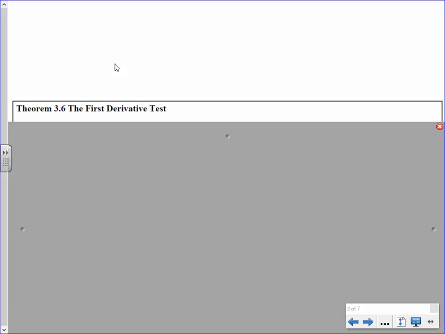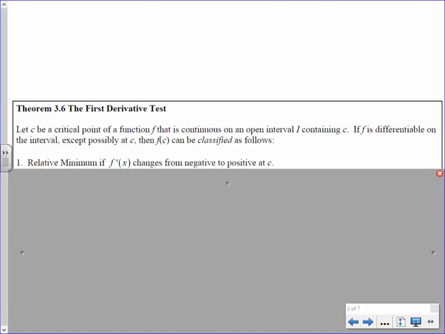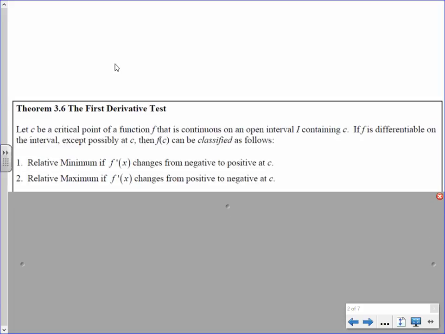Does it sound reasonable? If we go from decreasing to increasing, we make a valley, right? We're going to have a minimum. If we go from increasing to decreasing, we're going to change directions, kind of like a hill, and we're going to have a relative maximum. That is exactly what the first derivative test is. If we find our critical points, and at our critical point our derivative changes from negative to positive, we have a relative minimum. If at our critical point our derivative changes from positive to negative, we have a relative maximum. That is the first derivative test.